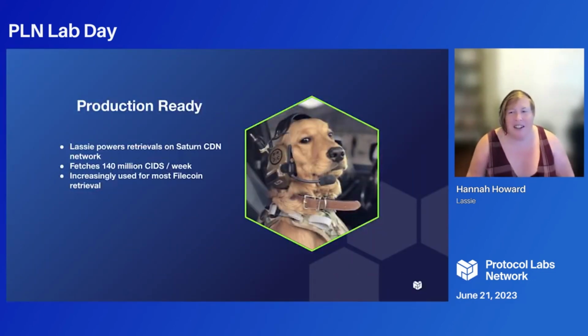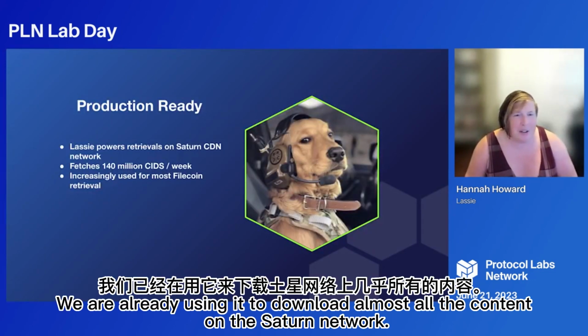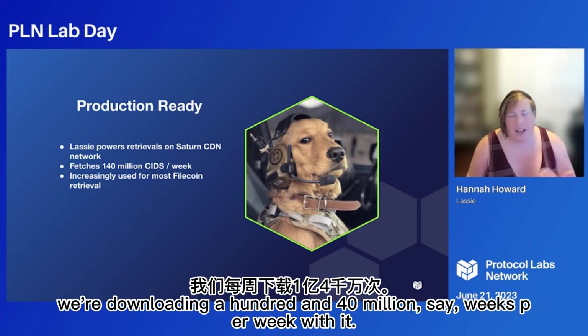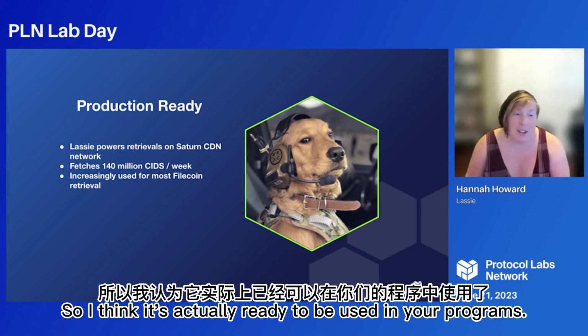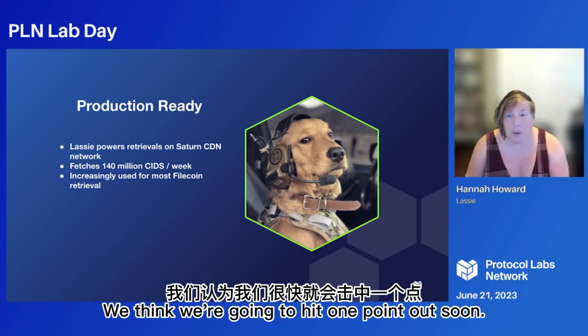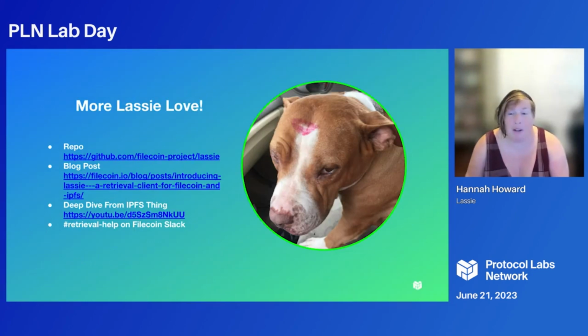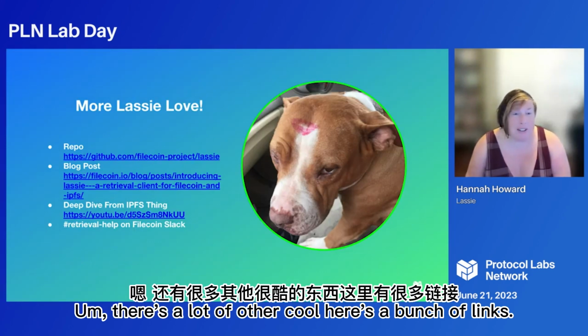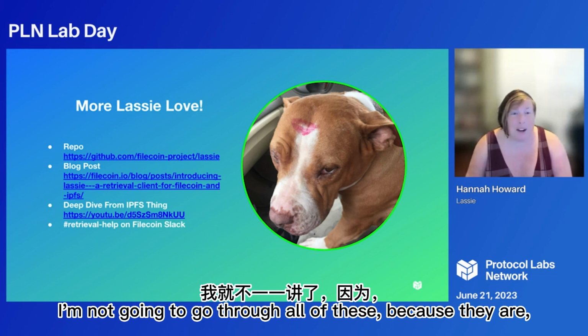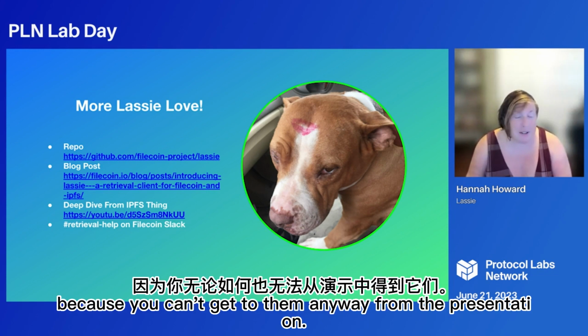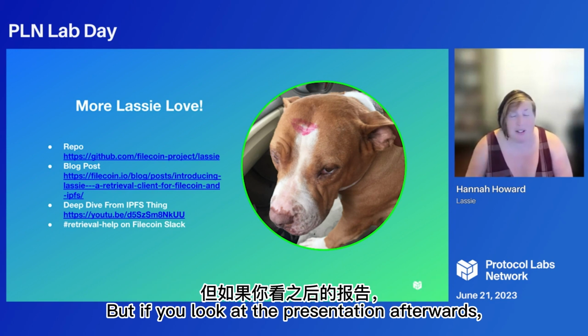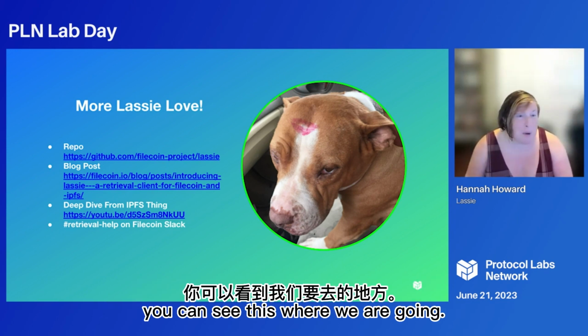Lassie's production ready. We are already using it to download almost all the content on the Saturn network. And we're downloading 140 million CIDs per week with it. So I think it's actually ready to be used in your programs. We think we're going to hit 1.0 soon. There's a lot of other cool, here's a bunch of links. I'm not going to go through all of these because you can't get to them anyway from the presentation. But if you look at the presentation afterwards, you can see this, where we are going.